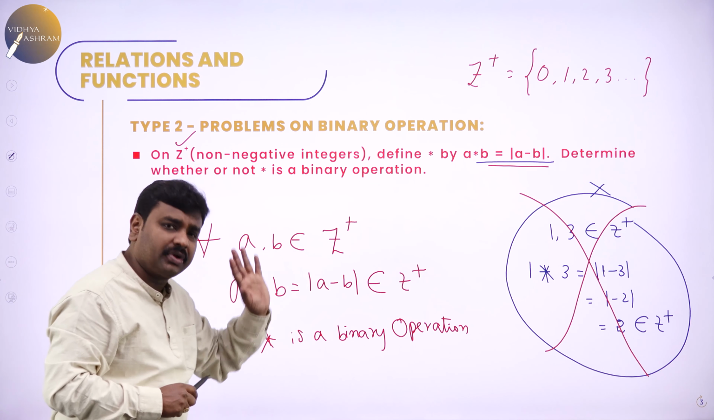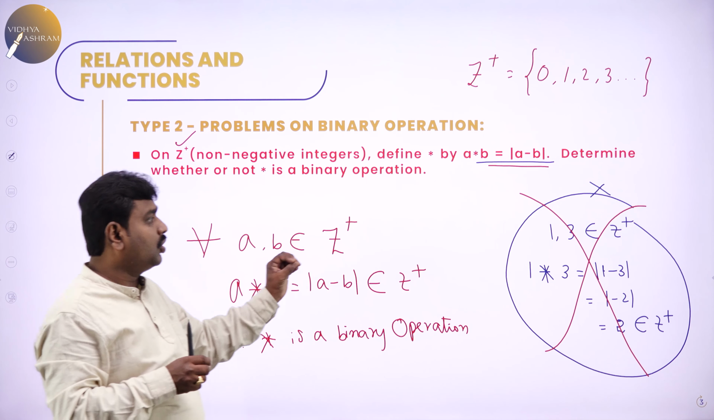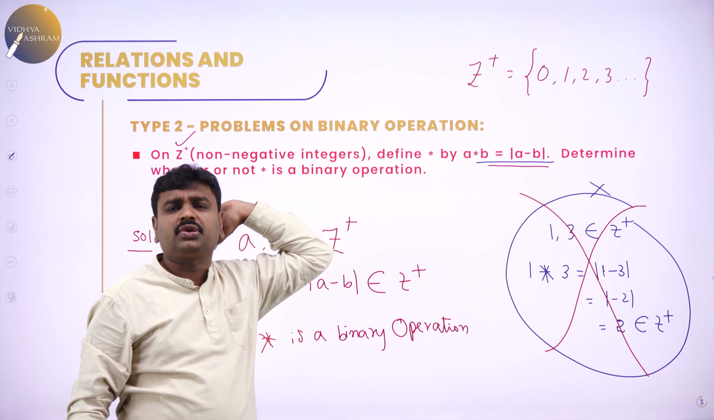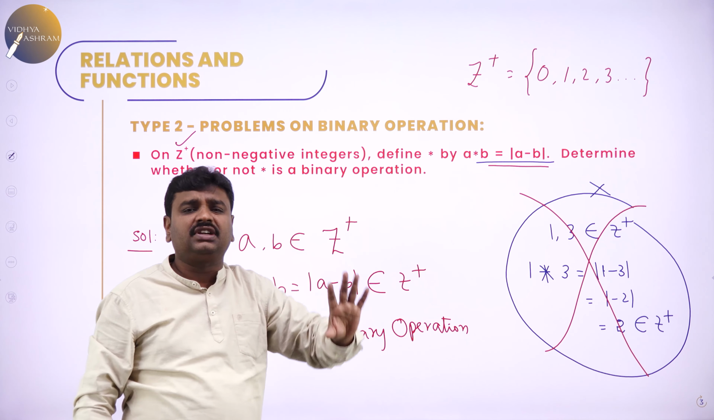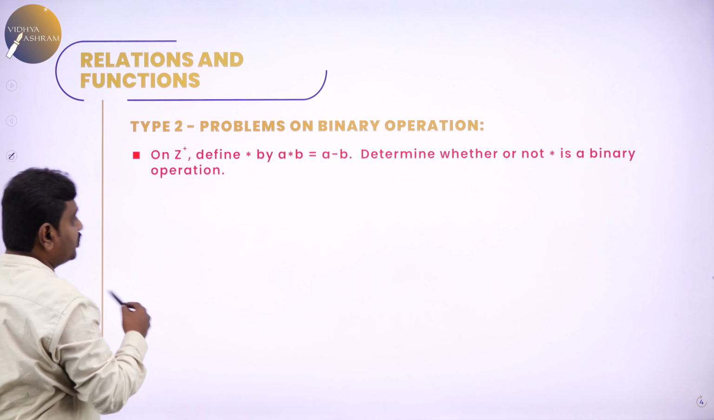Now this is binary operation. If it is not possible, if it is not a binary operation, show it is not a binary operation by giving an example. Here you take any two elements belonging to Z plus, you will always get the result belongs to Z plus. Now I will go to the next problem.